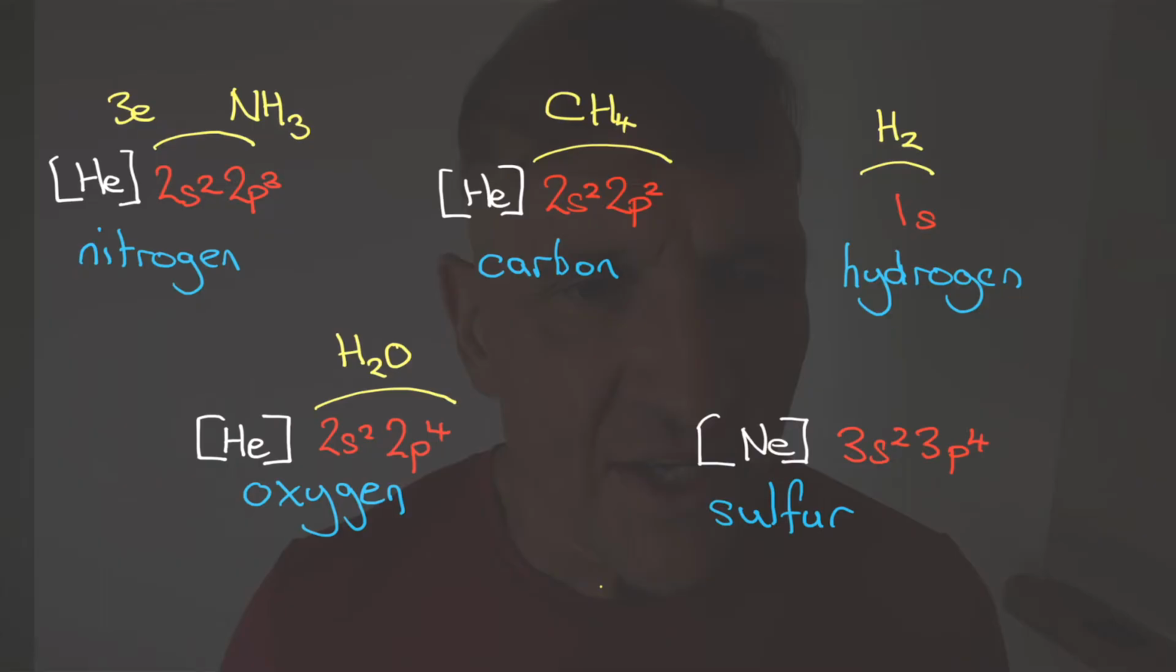Sulfur, remember, that's third row. So that's a neon inner shell, 3s2, 3p4. That's 6 electrons in the outer shell. It needs 2 more to make 8. And that's why hydrogen sulfide is H2S. There are two hydrogens sharing with the sulfur, each bringing one electron to give you H2S and not HS and not H3S or anything else.